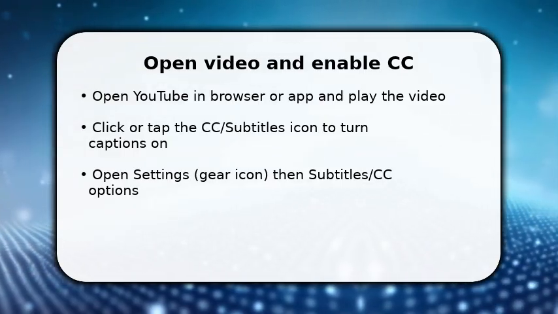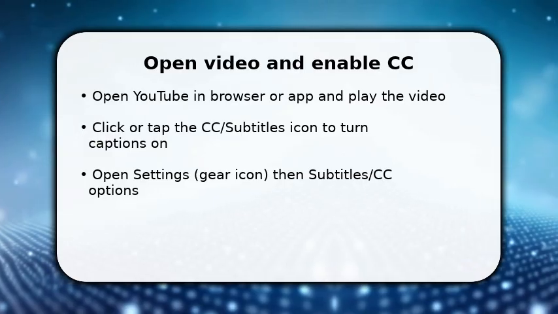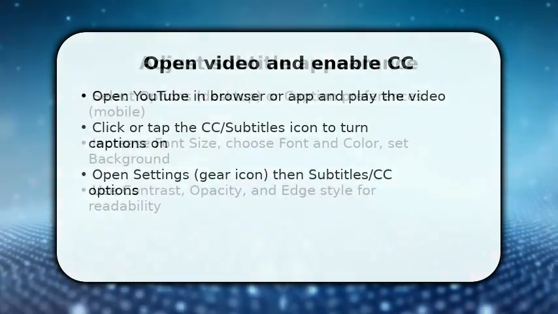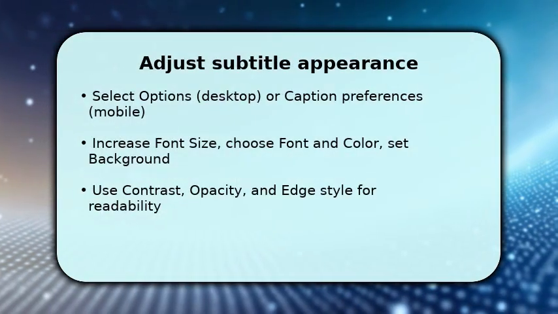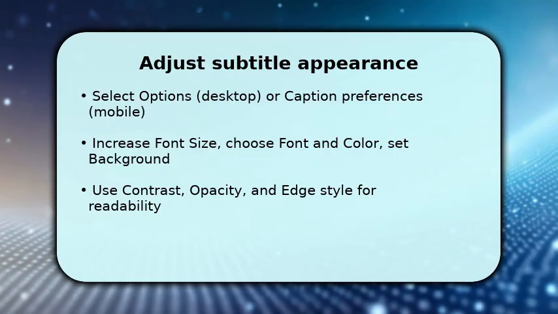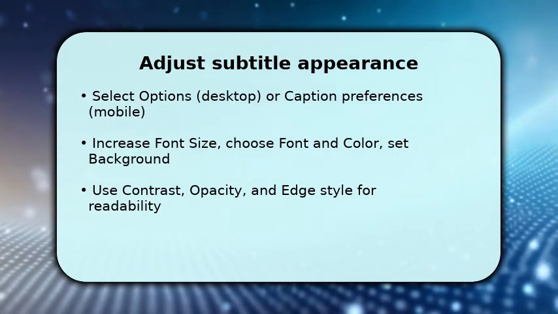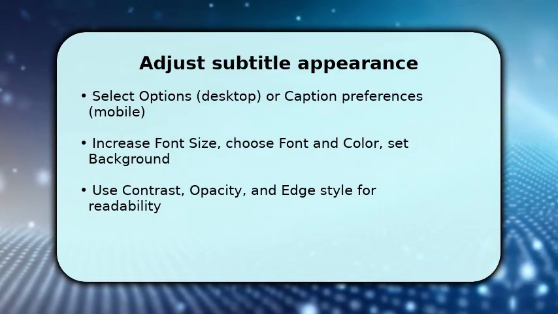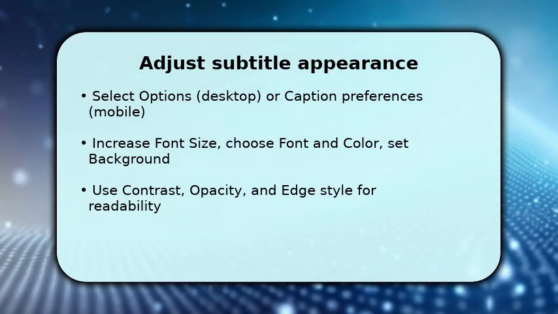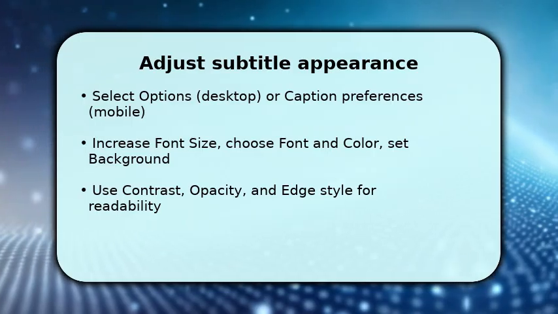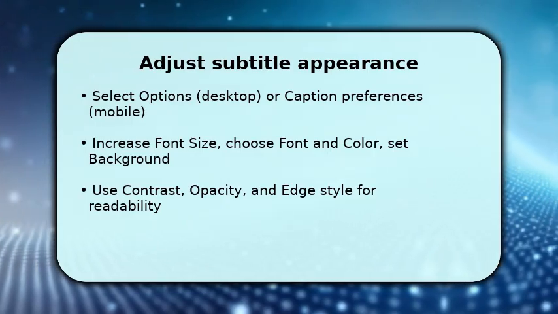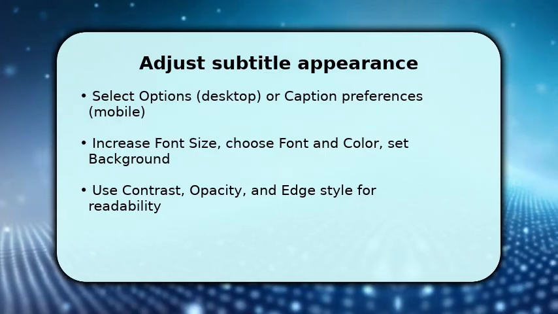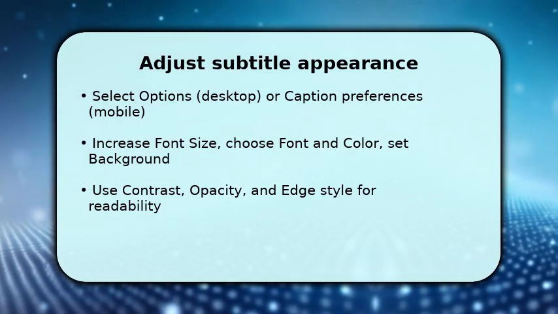This gets you immediately into the controls where you can adjust size, font, and background, the practical settings you'll use next. Now you focus on appearance. Choose options on desktop or caption preferences on mobile. Increase the font size to a comfortable level. Pick a clear font and a high contrast color so text stands out. Adjust background color and opacity to separate captions from busy scenes, and set an edge style like outline or drop shadow for extra legibility. You'll notice immediate changes.